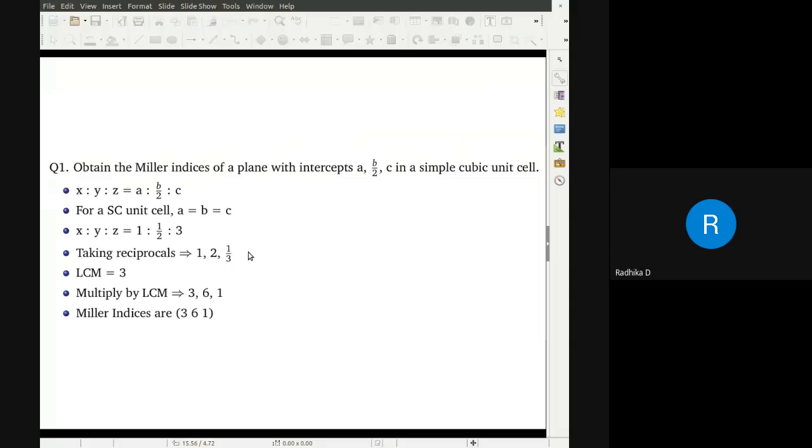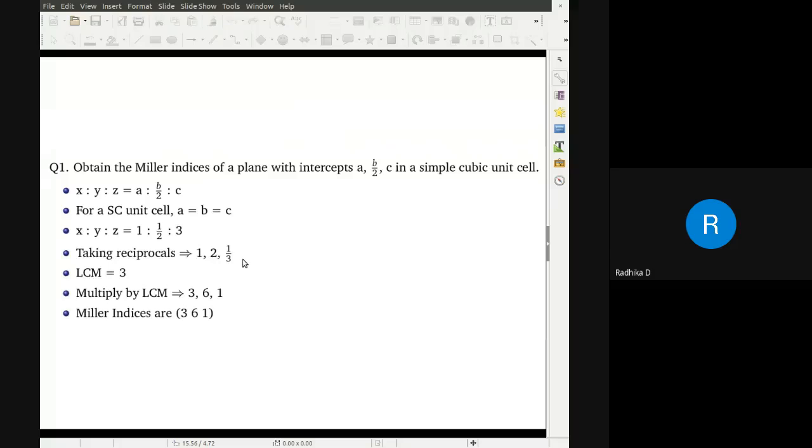I deliberately needed a number which becomes a fraction, that is the reason. So a, b by 2 and 3c. Now a, b, c are the same, so I get a, a by 2 and 3a. Since a is common, it becomes 1, 1 by 2, 3.